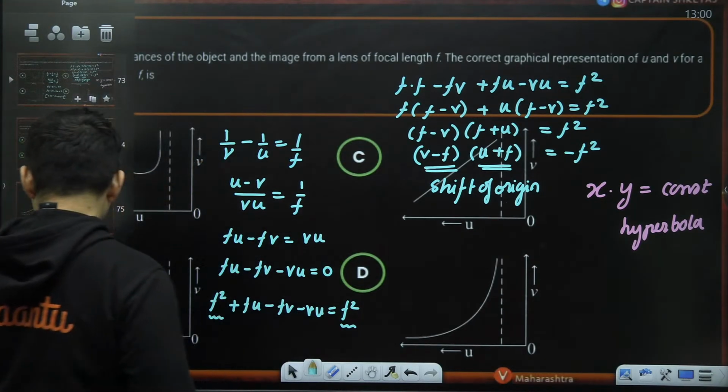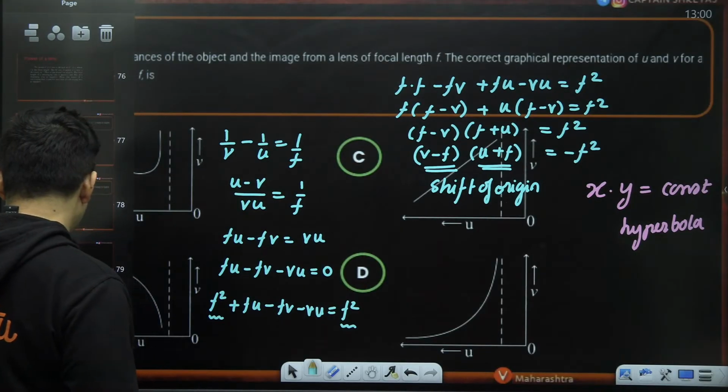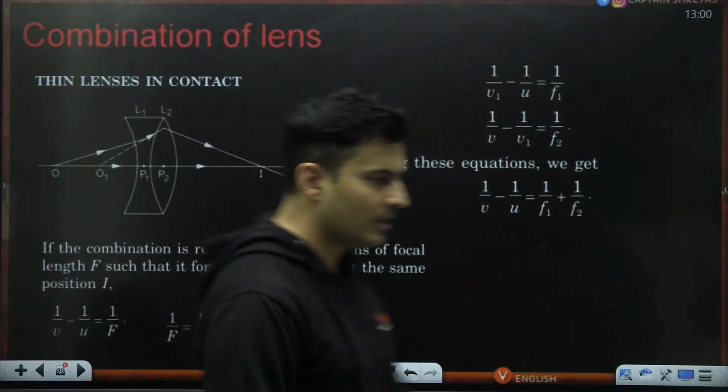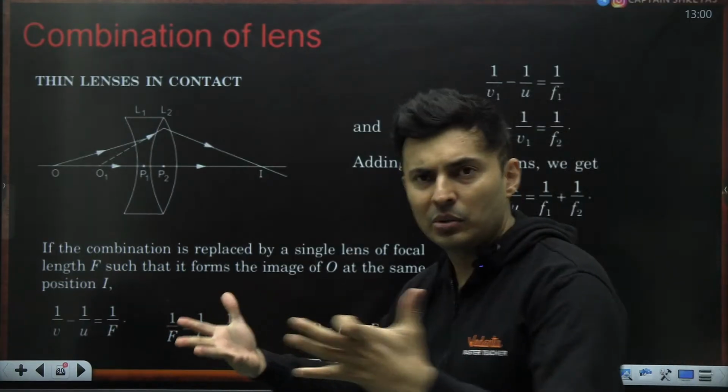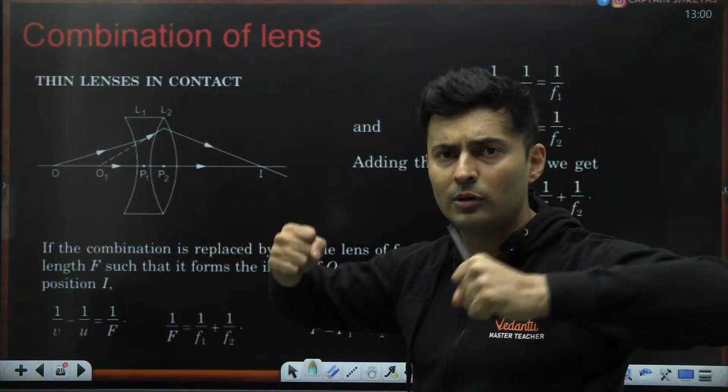Okay, moving on to the next question, guys. Combination of lenses, and then we'll do those mixed silvering of the lenses questions also, and then directly to the prisms. Not much is left. I want your full focus.